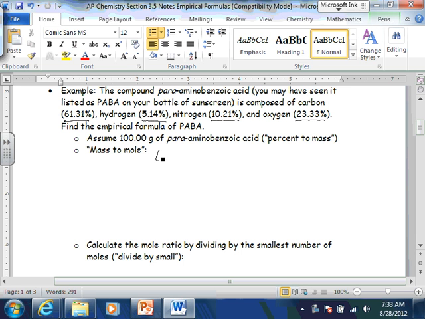So we've got 61.31 grams of hydrogen, we've got 5.14 grams of nitrogen. No, I'm getting that wrong, sorry. What's going on here? This is strange. Never done this before.